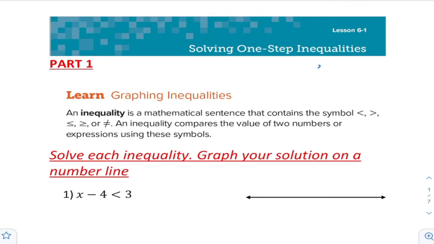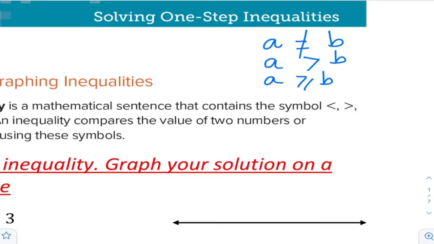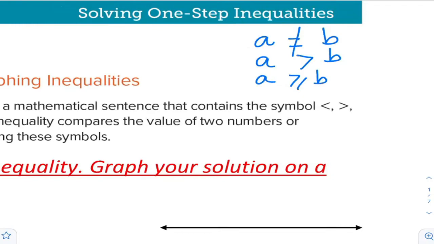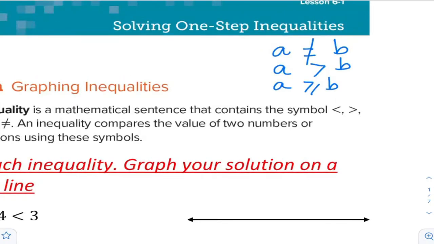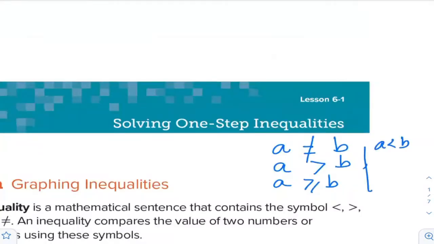When a number is not equal to the other number, then it can be either greater than that number or greater than or equal to that number. A can be greater than B, or greater than or equal to B, or A less than B, or A less than or equal to B. So it's not an equation, it's called an inequality.